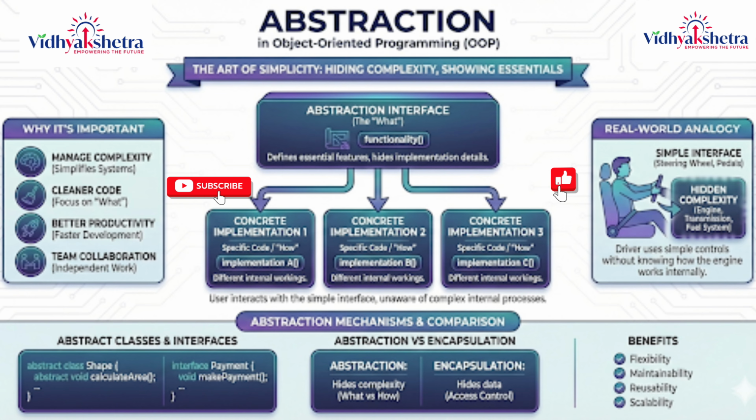To conclude, abstraction is a core concept in object-oriented programming that focuses on hiding complexity and exposing only essential features. It allows programmers to manage large and complex systems effectively by separating interface from implementation. Abstraction improves code clarity, flexibility, maintainability, and scalability. Mastering abstraction is essential for becoming a skilled and professional software developer.